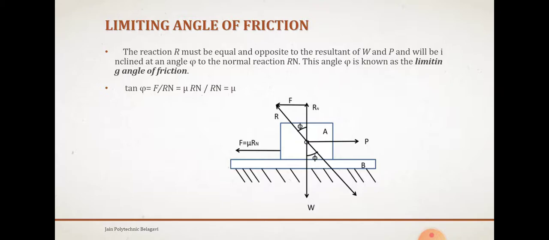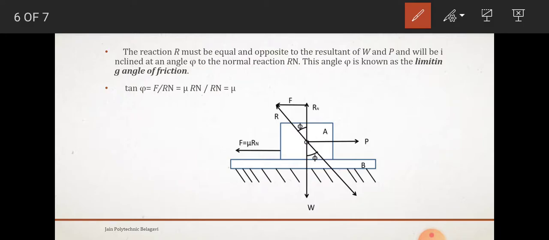Next one is the limiting angle of friction. This is the last term which we are having. This is the normal diagram we are seeing here. This is a block which is resting on the surface. P is the applied force. So mu into Rn, what is mu into Rn? It's nothing but the force of friction which opposes the movement of the body. Rn is the normal reaction, and F and R, where R is the resultant force.